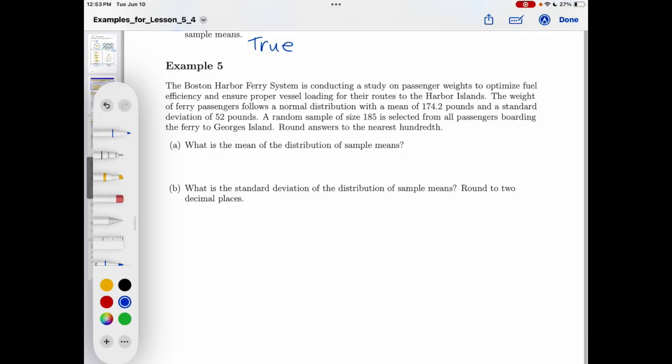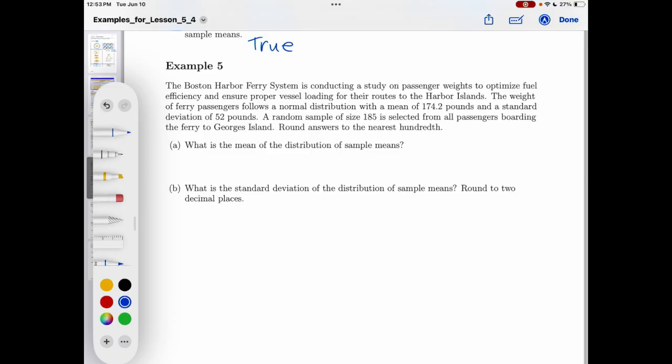The Boston Harbor Ferry System is conducting a study of passenger weights to optimize fuel efficiency and ensure proper vessel loading for their routes to the harbor islands. The weight of ferry passengers follows a normal distribution with a mean of 174.2 pounds.